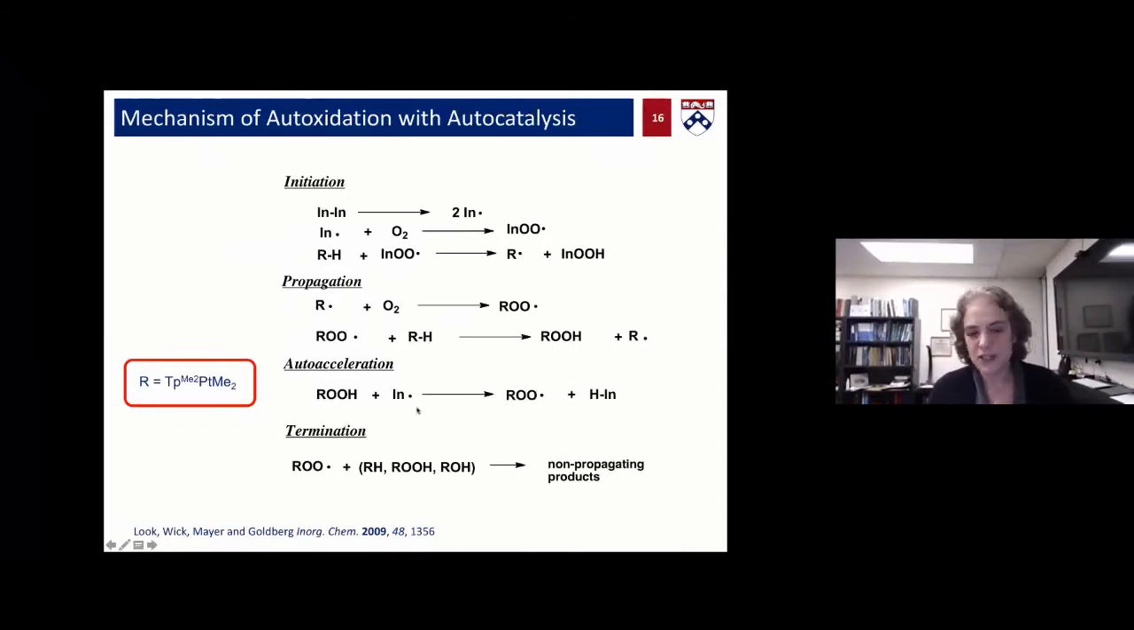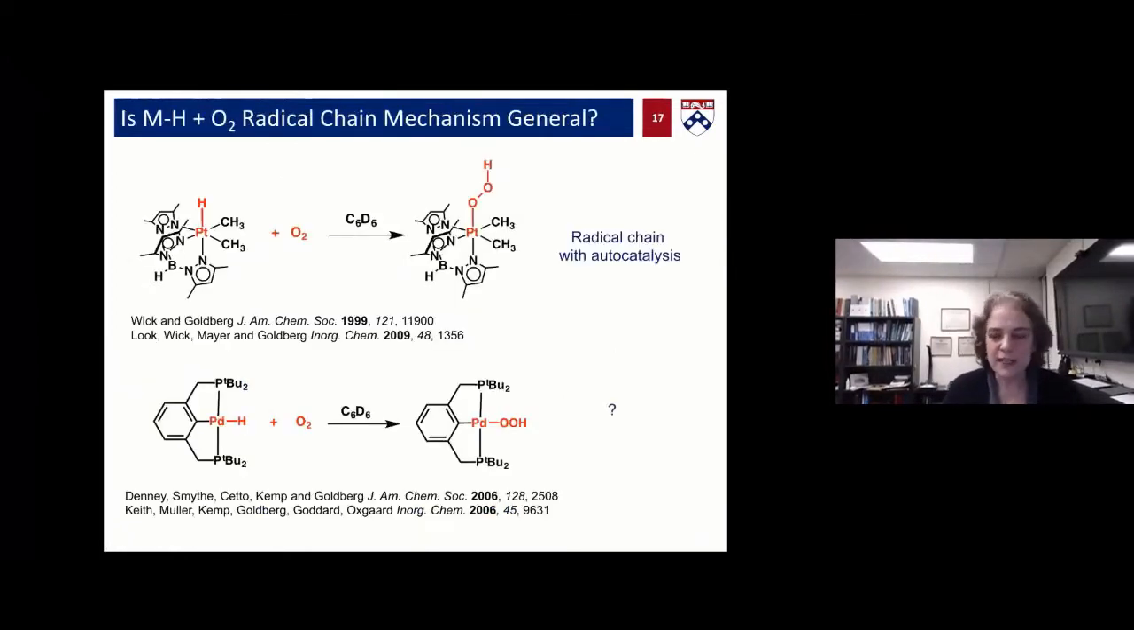There's an auto-acceleration step, which turns out that actually the product here can react with initiator to generate another radical chain here. Okay, so we had a good grasp on the mechanism of this reaction. We wanted to know how general was this. So around that time, we also found this reaction mode, palladium-2 hydride plus oxygen, to generate this palladium-2 hydroperoxide.